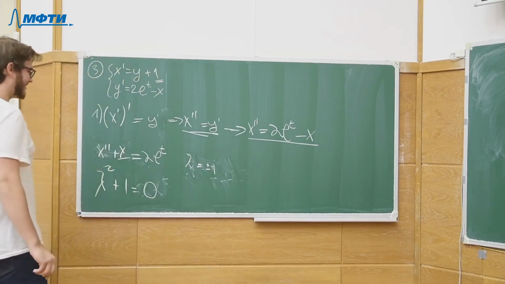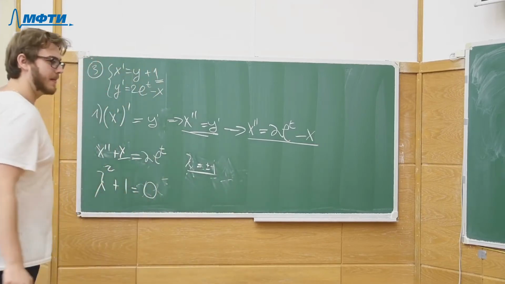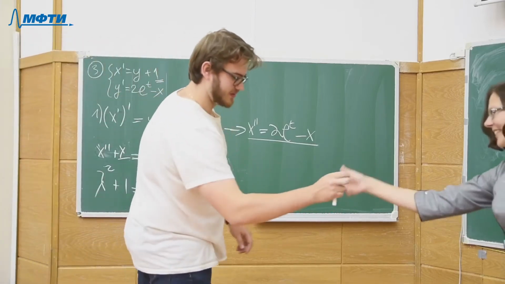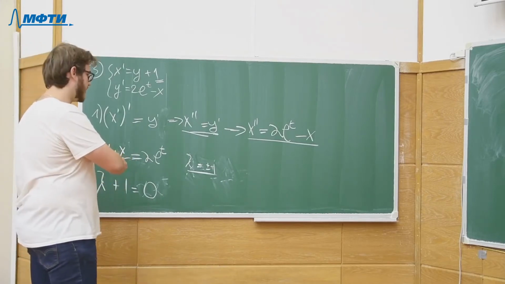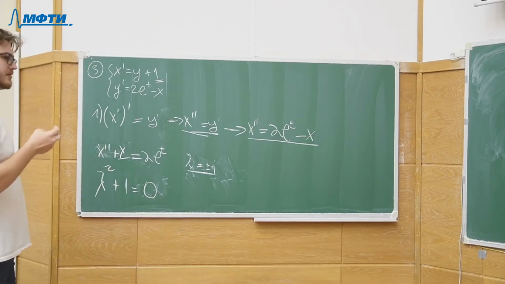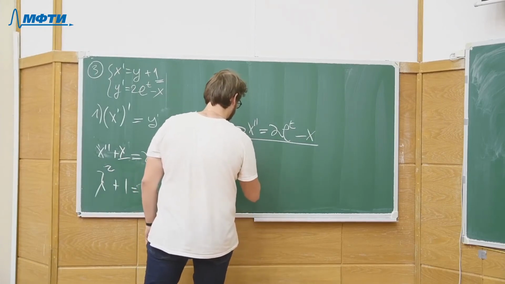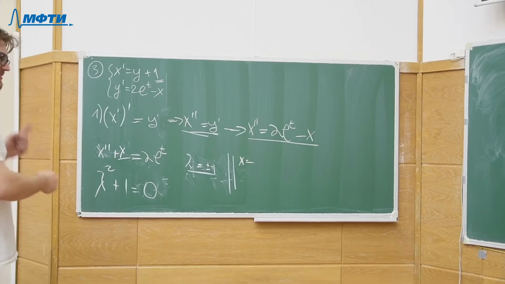Okay. Next. How to write the answer? Take the new chalk. As I understood, since we have the lambdas, we can push them in somewhere. So x should be equal to... I'm still trying to get the algorithm.